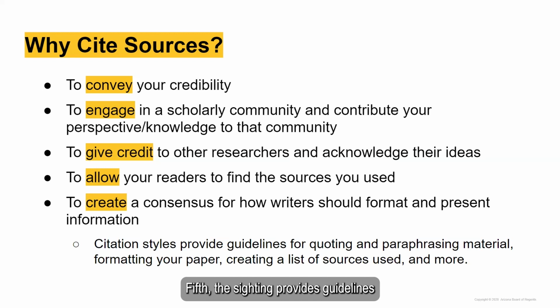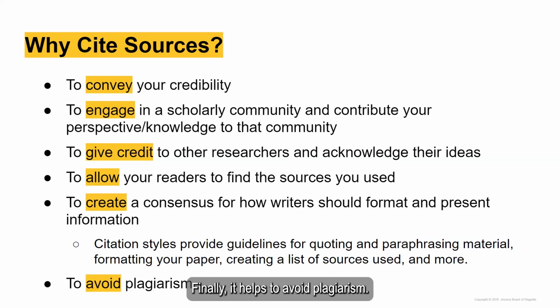Fifth, citing provides guidelines for quoting and paraphrasing materials, formatting your paper, creating a list of sources used, and more, which helps to create a consensus or an agreed-upon standard for how writers should format and present information. Finally, it helps to avoid plagiarism. This is important both as a student and a professional. It also connects back to the first point of conveying your credibility as the author or writer.